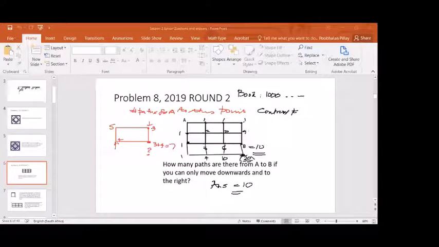Control F means find, right? And type, I'm not sure what you will type, but just type paths, maybe. And you will go straight to that word in the book. And if you type a couple of times, you will see some problems where you got a whole lot of problems involving paths. See?